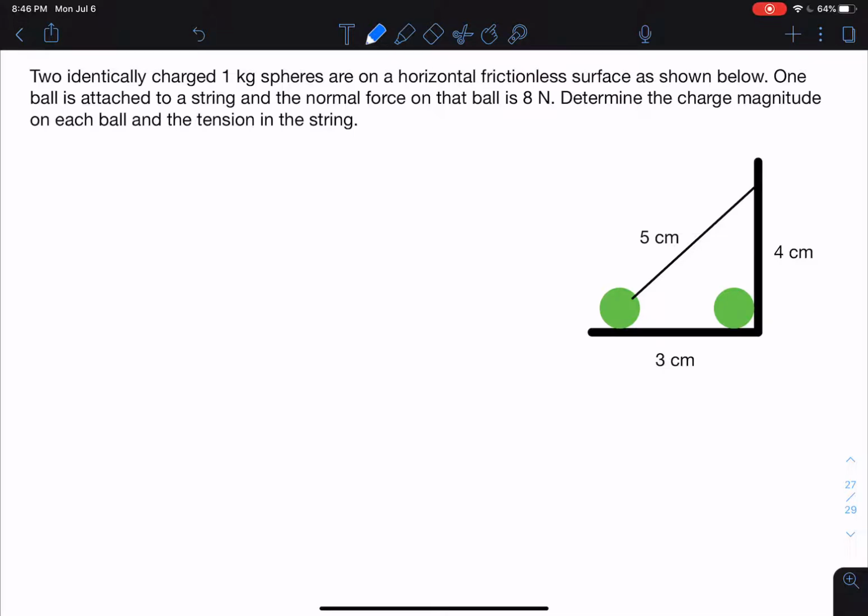Two identically charged 1 kilogram spheres are on a horizontal frictionless surface as shown below. One ball is attached to a string and the normal force on that ball is 8 newtons. Determine the charge magnitude on each ball and the tension in the string.